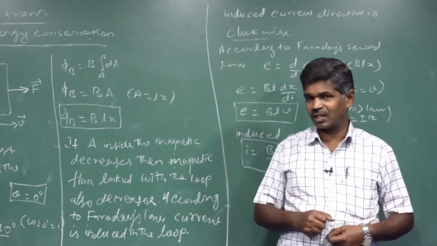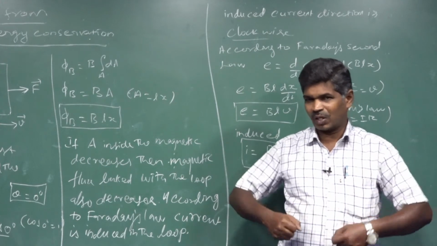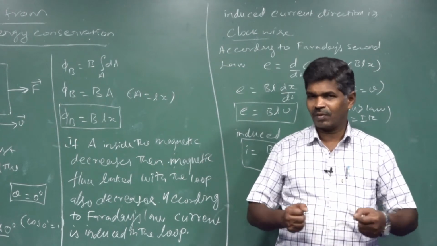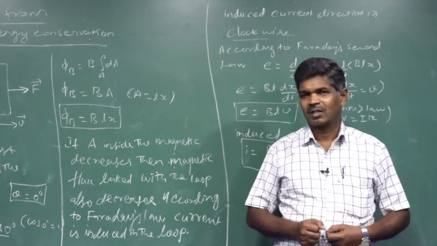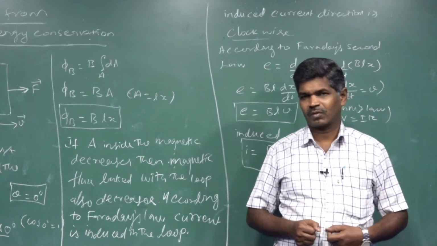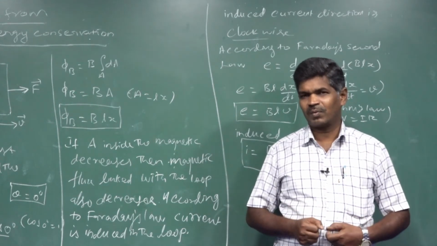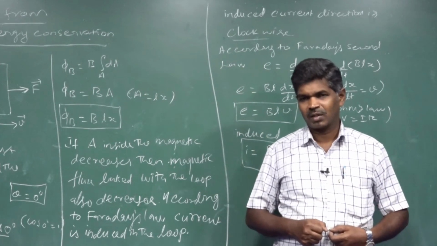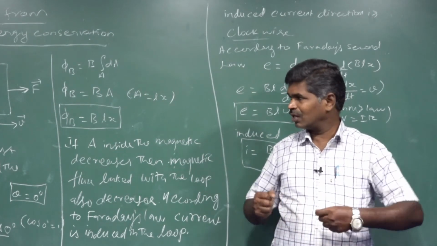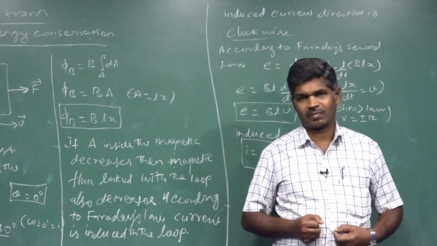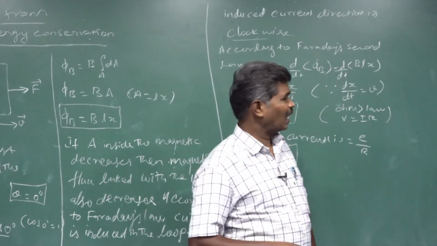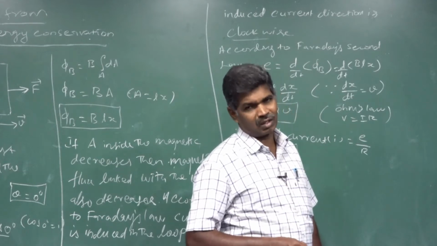If it is stationary, whatever may be that, the flux linked remains constant. If the flux linked remains constant, no EMF is induced. Only when we have induced EMF in that loop can induced current flow in that loop. Whenever the magnetic flux linked with that loop changes with respect to time, then only we have induced EMF as well as that induced current.